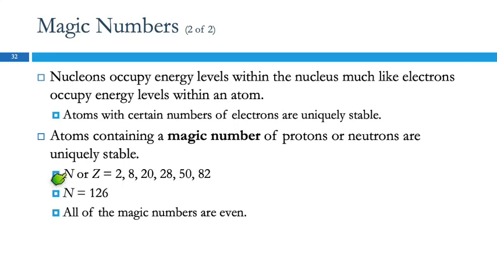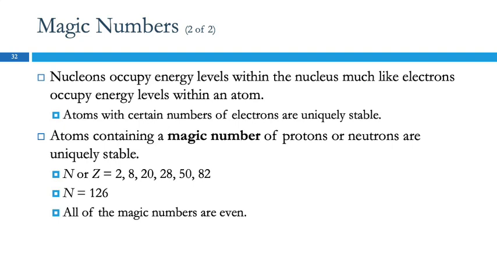So if we've got N or Z equal to 2, 8, 20, 28, 50 or 82, or if we have the number of neutrons being equal to 126, those guys are stable. And notice that all of those magic numbers are even.